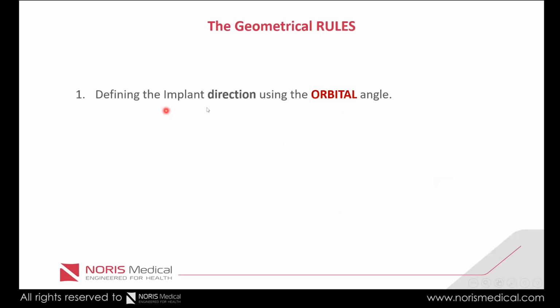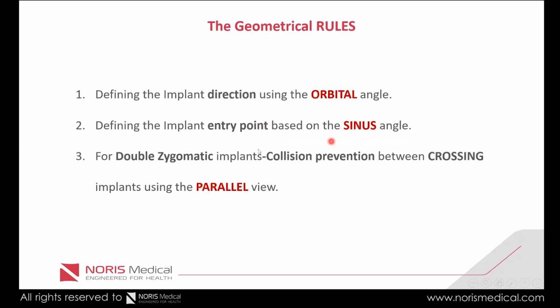First of all, you have to define the implant direction using the orbital angle. I will describe the orbital angle in a minute. Then we have to find the entry point to the zygoma bone based on the sinus angle. And then for double zygoma implants, collision prevention between crossing implants using the parallel view. We'll be talking about these three rules during this lecture: the orbital angle, the sinus angle, and the parallel view.